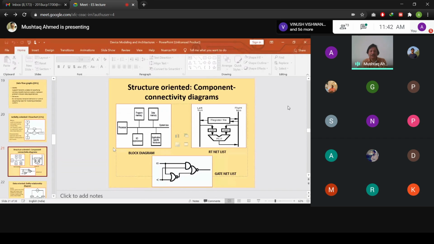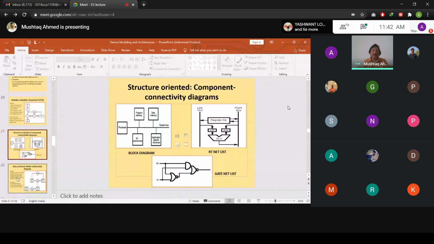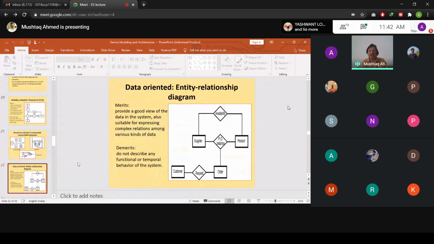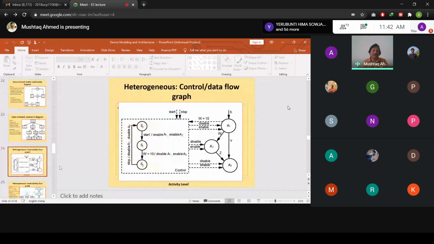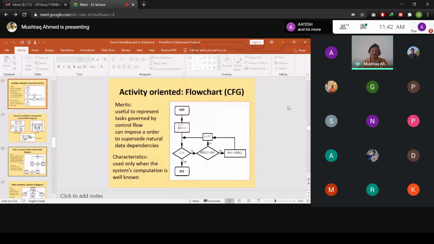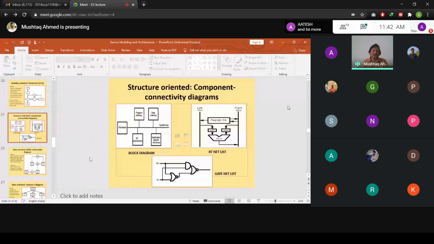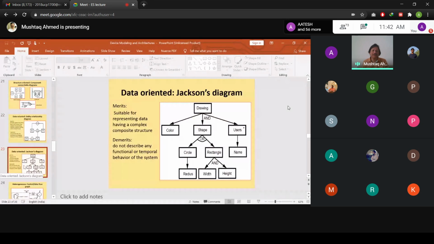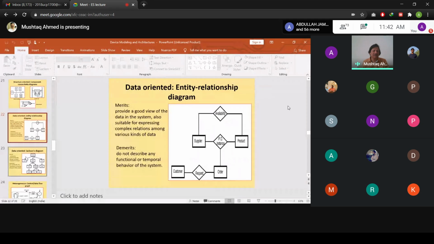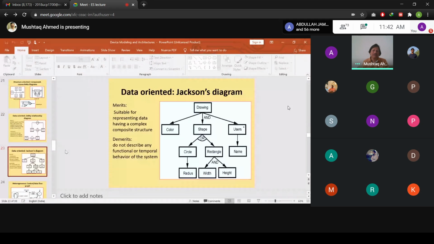Okay, NOR gate type of the diagrams which can be performed by the system. Okay, another is this ER diagram. Most of you are very much aware about this ER diagram, so I just skip it. Now come to this Jackson diagram.